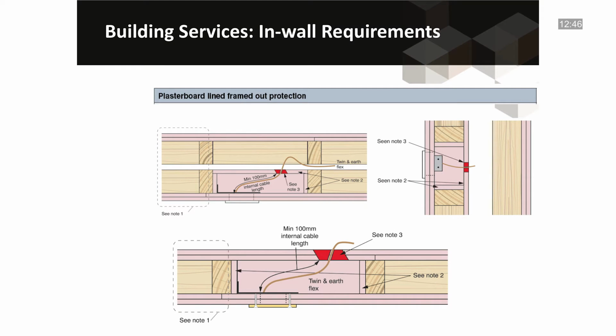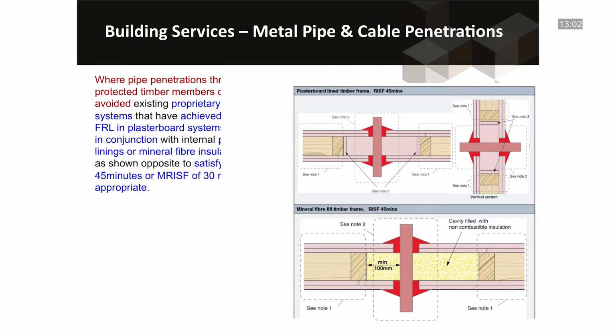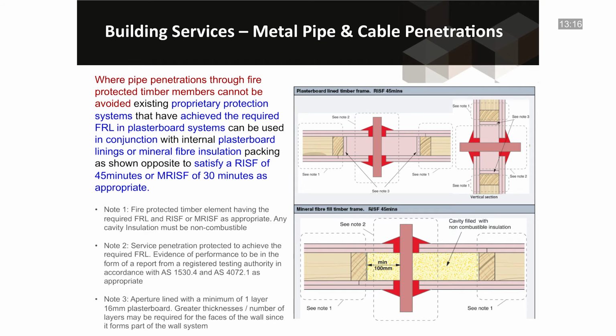In this slide, you can see the requirements for housing a general purpose outlet or GPO in a fire-rated wall, and the specific plasterboard lining configurations that need to be used inside the wall cavity. The details shown here must be followed to ensure appropriate protection is achieved. For metal pipe and cable penetrations through fire-protected timber members, where this cannot be avoided, existing proprietary protection systems that have achieved the required FRL in plasterboard systems can be used, in conjunction with internal plasterboard linings or mineral fibre insulation packing, as shown opposite, to satisfy an RISF of 45 minutes or an MRISF of 30 minutes, as appropriate.